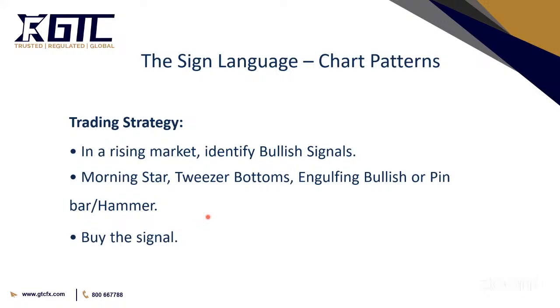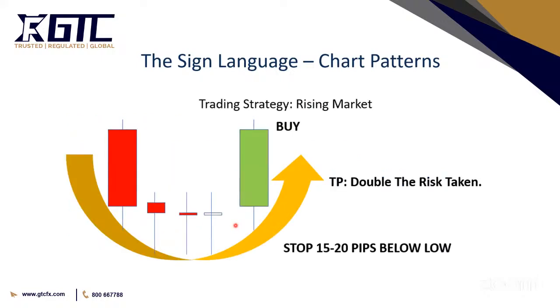Okay, now let's go further. So that's a trading strategy. Don't worry about the strategy right now. It's only going to be changed after 2 sessions. After the signal appears, you buy the next candle. You place your stop loss 15-20 points below the low of the signal and then try to double the risk. All right, but don't worry about the strategy right now. We are not going to trade until the fourth session is over.